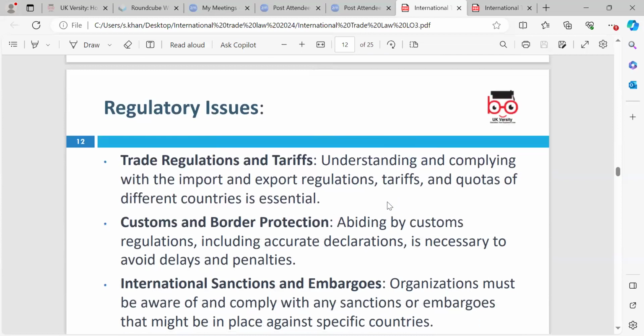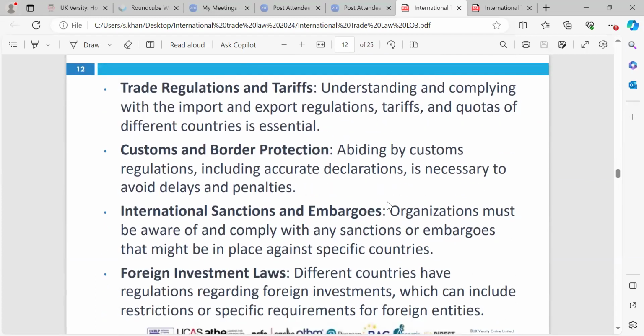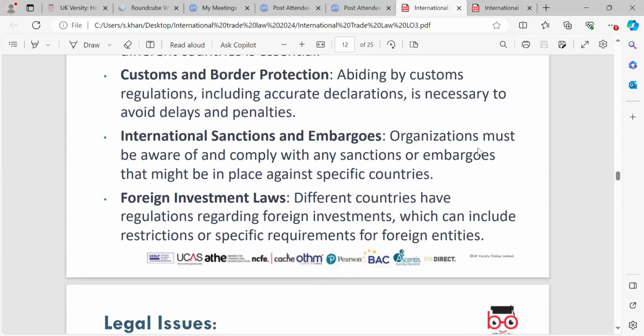We then went on to look at the regulatory issues such as trade regulations and tariffs. So how you must understand and comply with the import and export regulations, tariffs and quotas of different countries is really important before you start trading between them. We looked at customs and border protection, regulations, including declarations. We also looked at international sanctions and embargoes, and how they comply and how they are different in different countries.